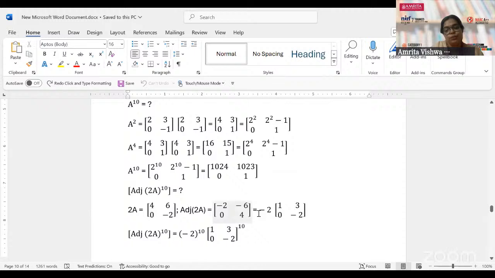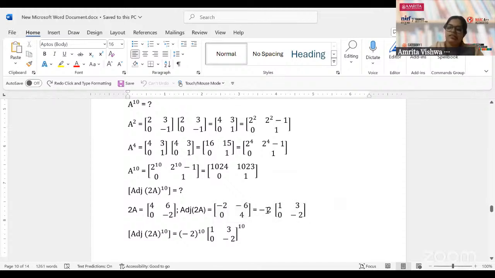Now adjoint of 2A is going to be minus 2, 4, then minus 6 and minus 0. It's 0 only. Now, if there is a minus 2 that's common among these, you can take the minus 2 out, and this one is going to be 1. Here already negative is there, so 3, here it's 0, here it's minus 2.